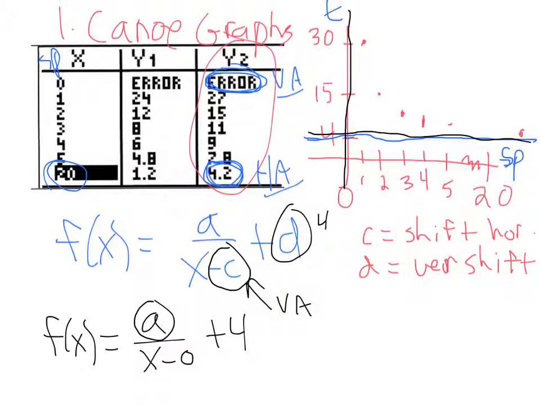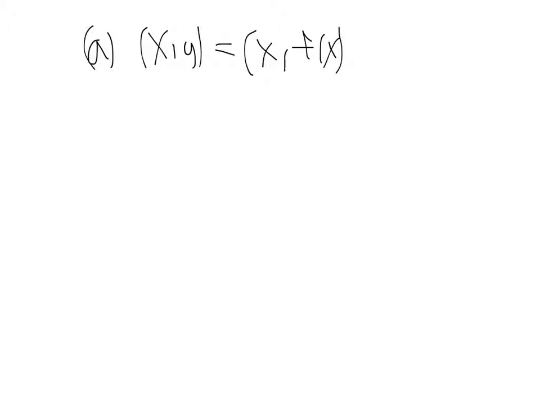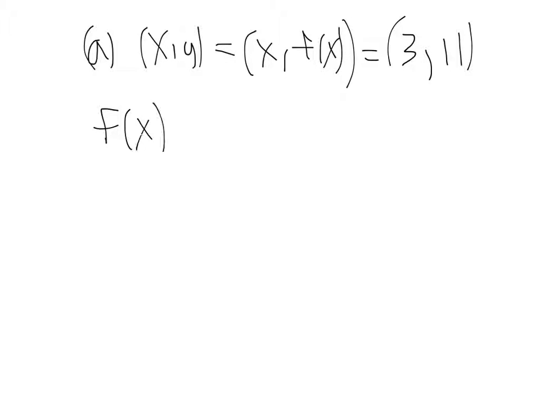First I'm going to pick a point. Let's pick 3 and 11, so 3 comma 11. It's a nice number rather than something with a decimal like 4.2. So let's go to the next page. Three comma 11, and we know our function is f at x equals a over x minus 0 plus 4, and I'll leave out that 0 from now on.